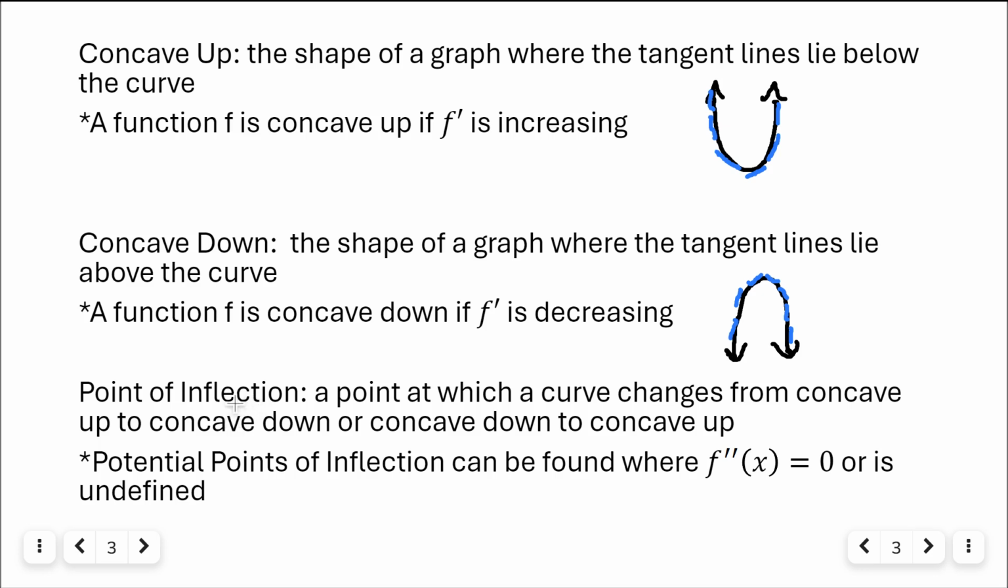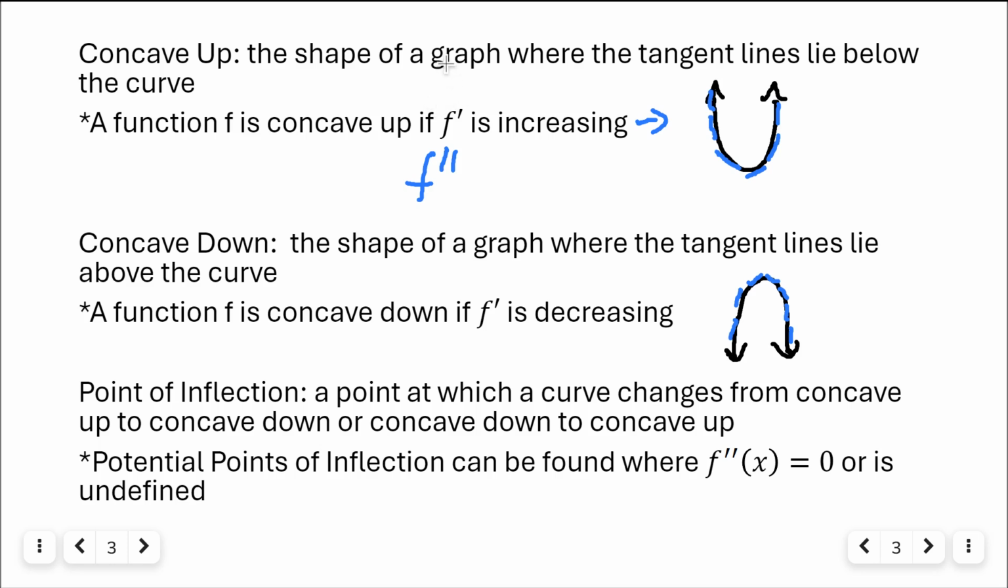All right. Now, we need to be able to algebraically figure out where a graph is concave up and where a graph is concave down. To do that, we actually already have an idea as to how this might work. Because a function is concave up if f prime is increasing. But if f prime is increasing, then I know something about f double prime.